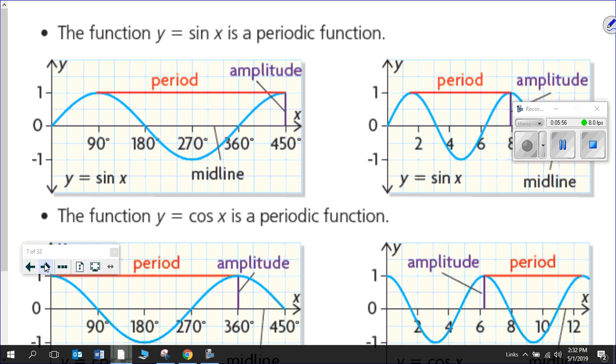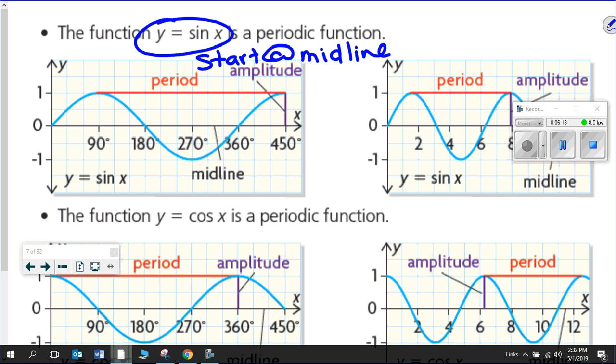And here it is. Okay? So the first two graphs are sine functions based on where they start. When we call them sine functions, that's because they start at the midline. If you look at those two graphs, look at this one. It's starting on the midline. Look at this one. It's starting on the midline. Where you start on the midline, you call it a sine.